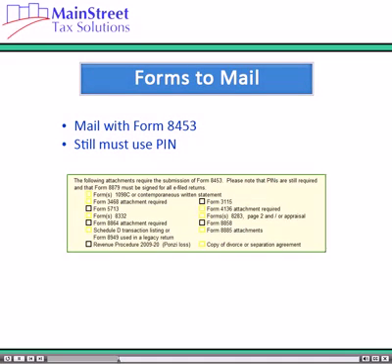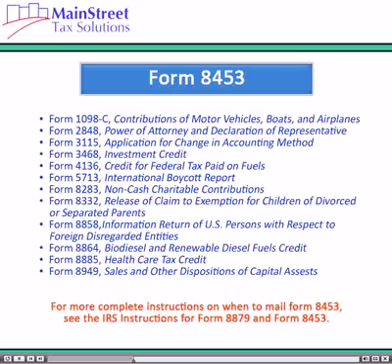There are several forms that may still need to be mailed to the IRS if used in the return. If the tax return contains one of these forms, you should mail them as an attachment to Form 8453, transmittal for an IRS e-file return. However, keep in mind that you must still use the PIN. Mailing Form 8453 no longer takes the place of a PIN as it did in the past. If the taxpayer's return contains one of the following forms, mail Form 8453. For more complete instructions on when to mail Form 8453, see the IRS instructions for Form 8879 and 8453.